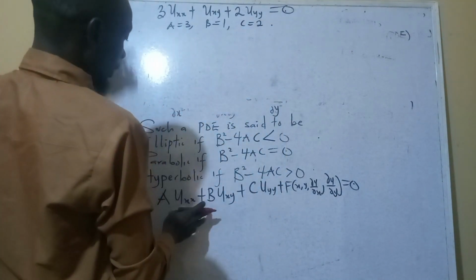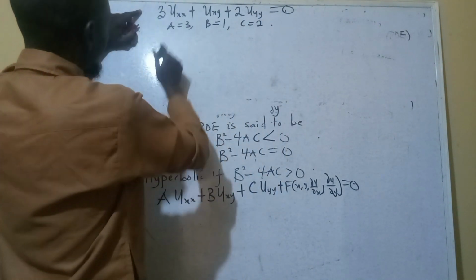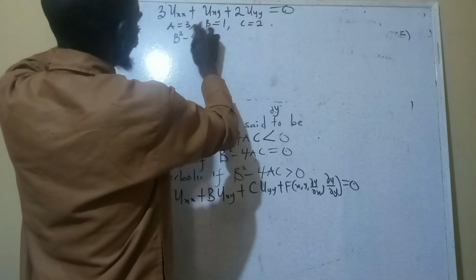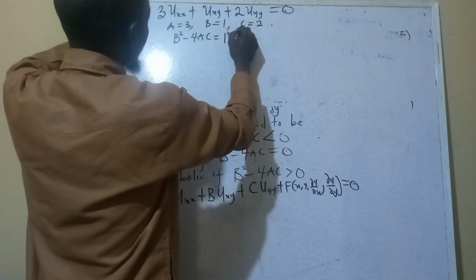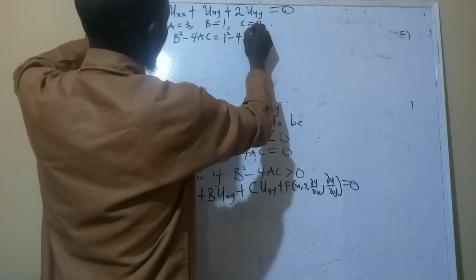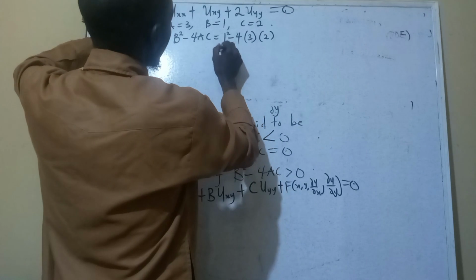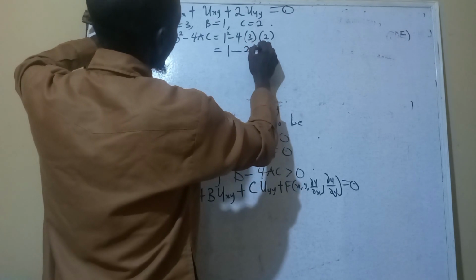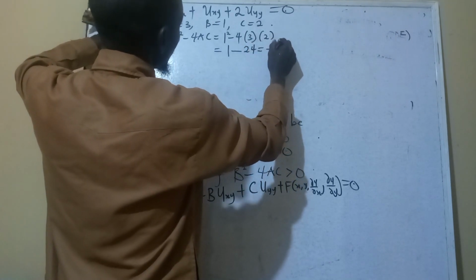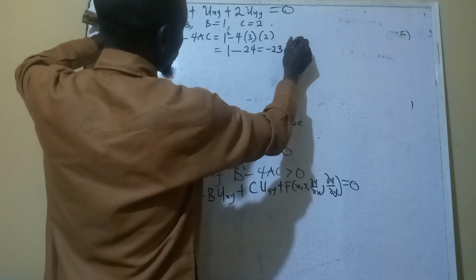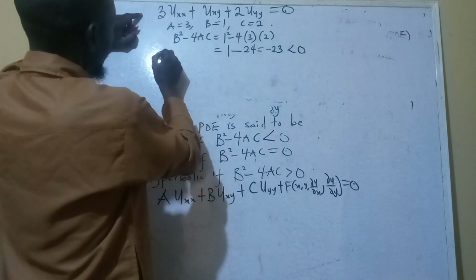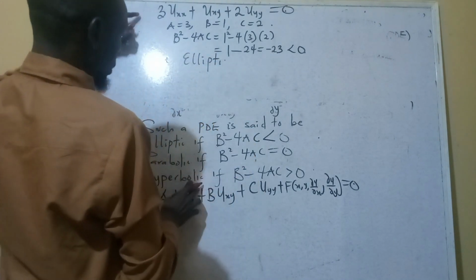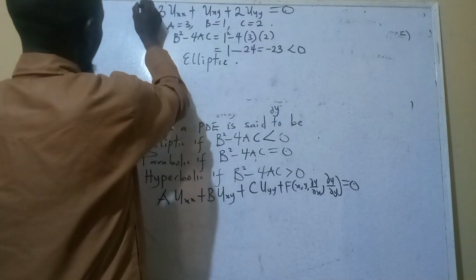So if I want to classify this equation, let me check it. We have b squared minus 4ac, right? My b is 1, so 1 squared minus 4, my a is 3, my c is 2. That means 1 minus 24. You can see that this is minus 23, which is less than 0. That is, it is elliptic. This equation is elliptic in nature. So take note.